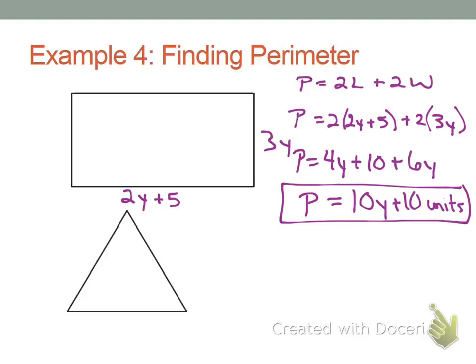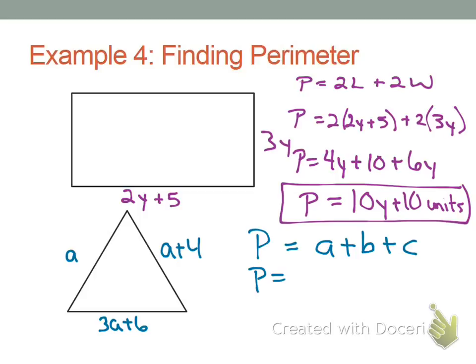Find the perimeter of a triangle. P equals A plus B plus C. Let's say that we have an equilateral triangle. All right, so don't worry about how it looks. We're just pretending for a minute that it's not the same dimensions. P equals A plus B plus C. Okay, so P equals, I'm going to add my sides. A plus 4 plus 3A plus 6.